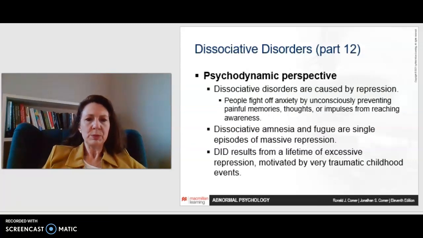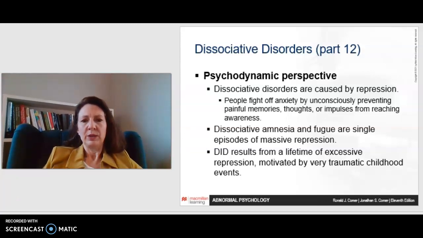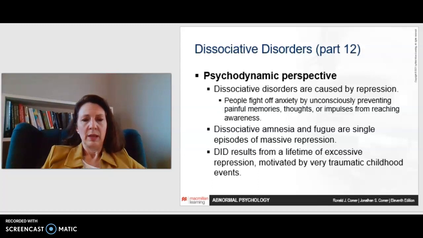From a psychodynamic perspective, dissociative disorders are caused by repression, where people fight off anxiety by unconsciously preventing painful memories, thoughts, or impulses from reaching awareness. Dissociative amnesia and fugue are single episodes of massive repression, and DID results from a lifetime of excessive repression motivated by very traumatic childhood events.